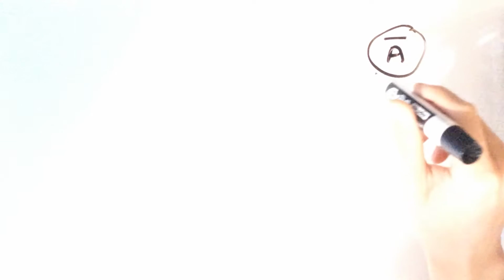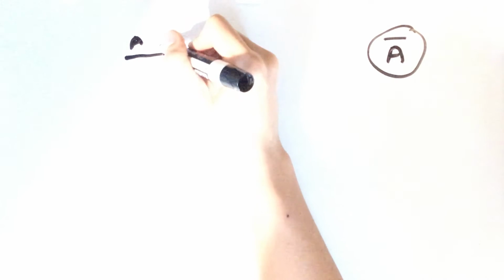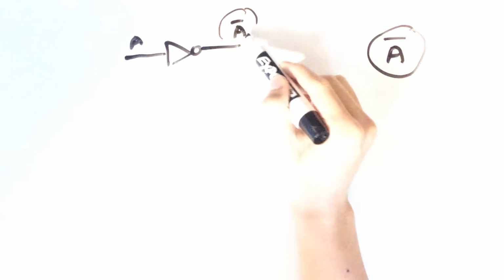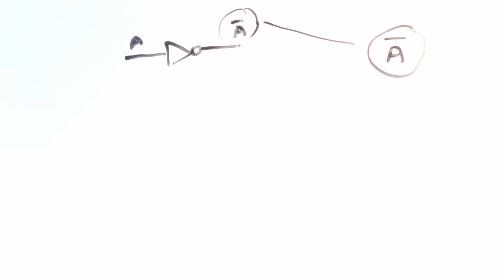Alright, let's start with something simpler. If we wanted the output of A bar, this is the output we want, how can we go about doing that? We can do it many different ways, but one way, as you already know, is we could use a NOT gate, which we have discussed in the very first video. So we have our input here, and we have our inversion bubble, and this would give us an end result of not A right here. So this is what we want.